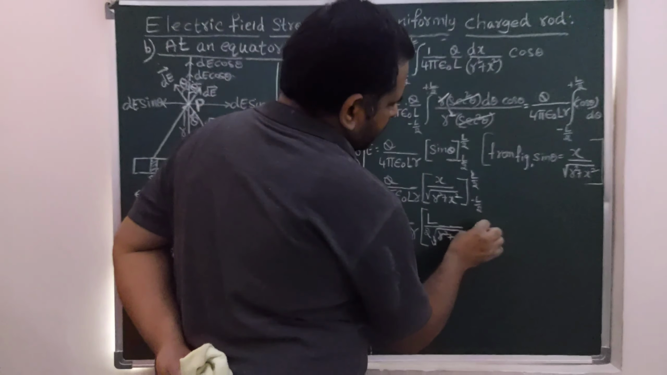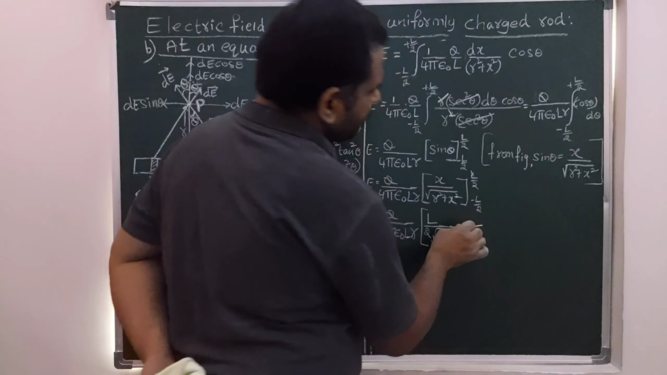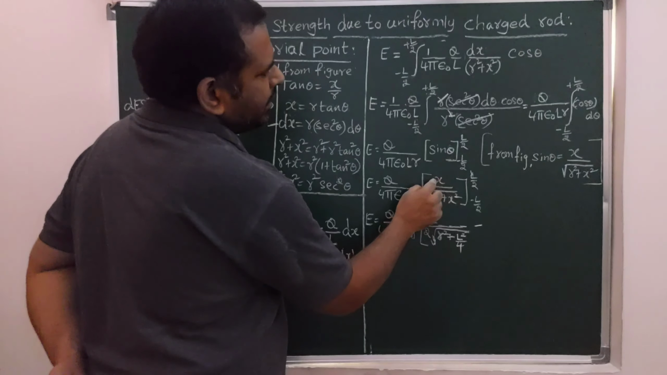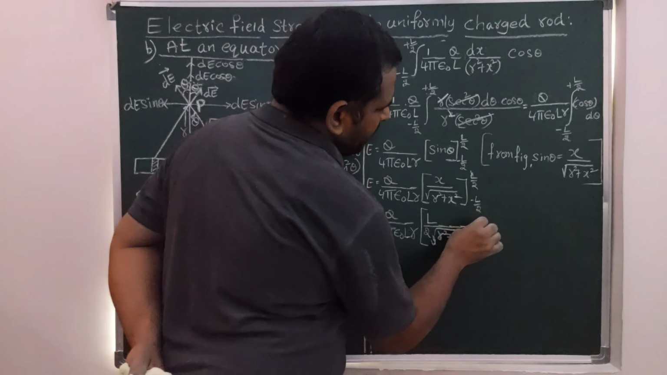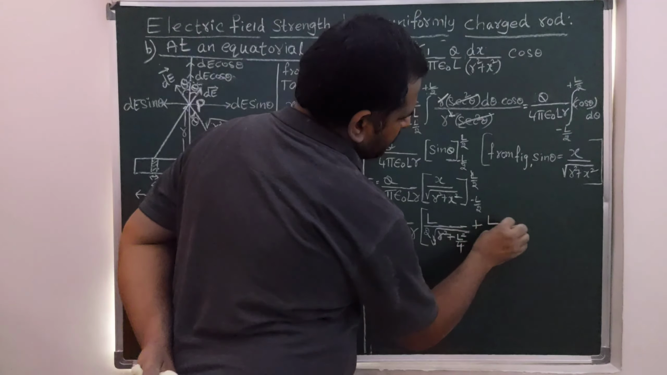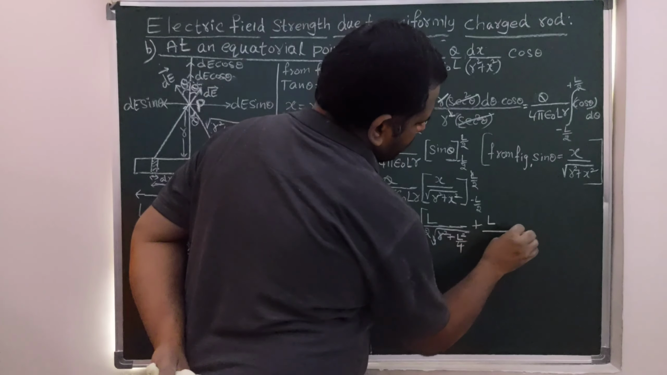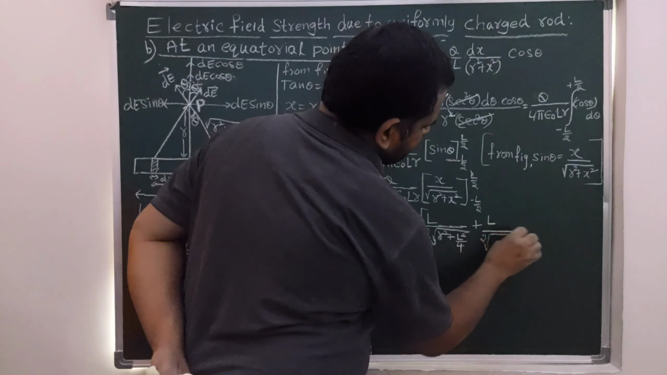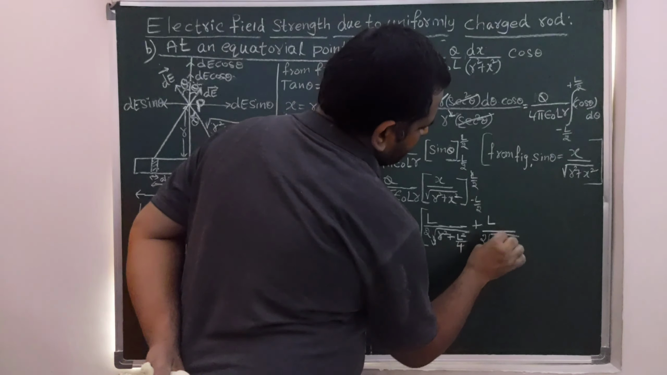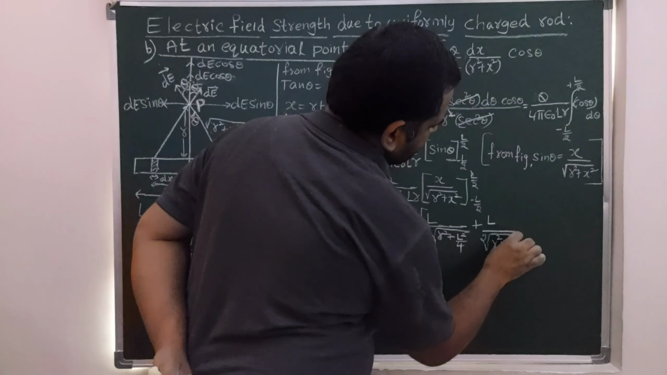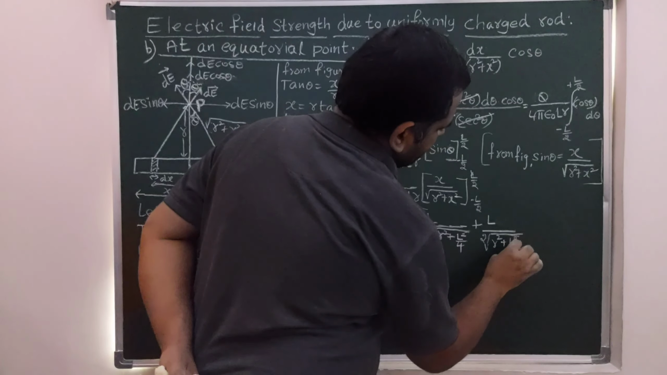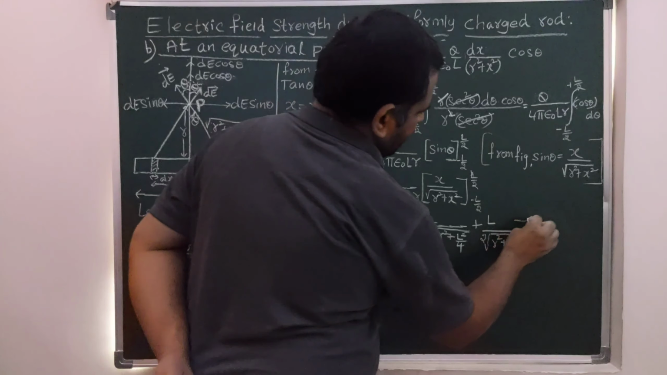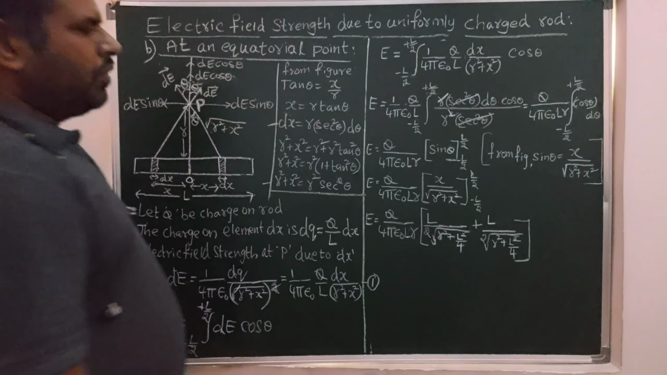Minus the lower limit. In place of x, what do we have to write? Minus L by 2. So minus into minus is plus, so L by 2. Again, what is there? r square plus x square. So r square plus x square means L by 2 whole square, minus L by 2 whole square, that is plus L square by 4. Okay, next.